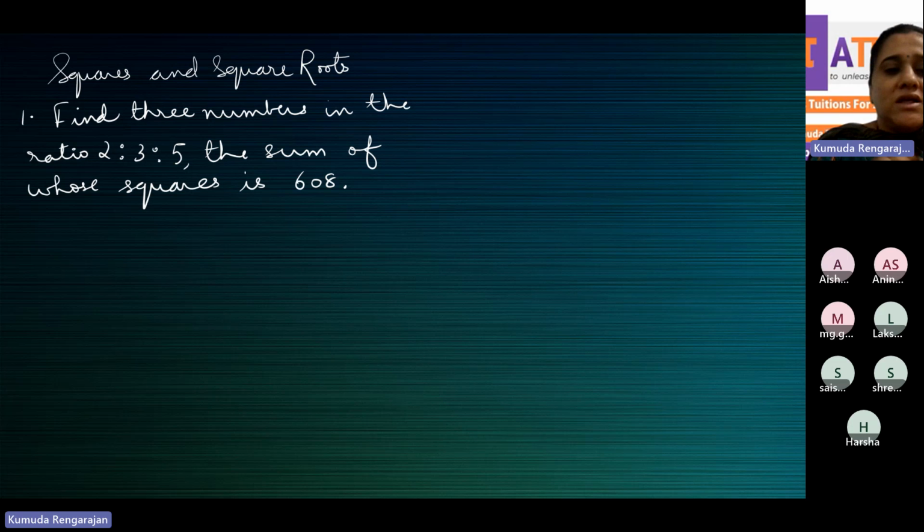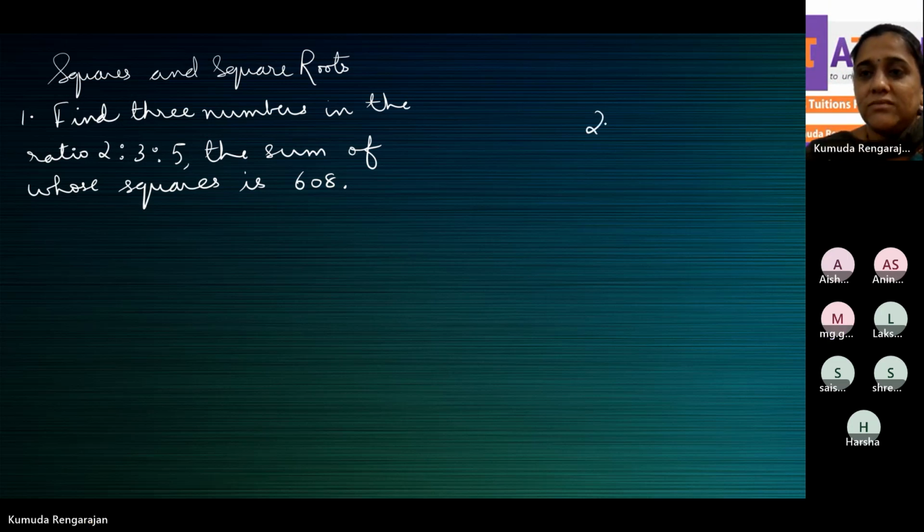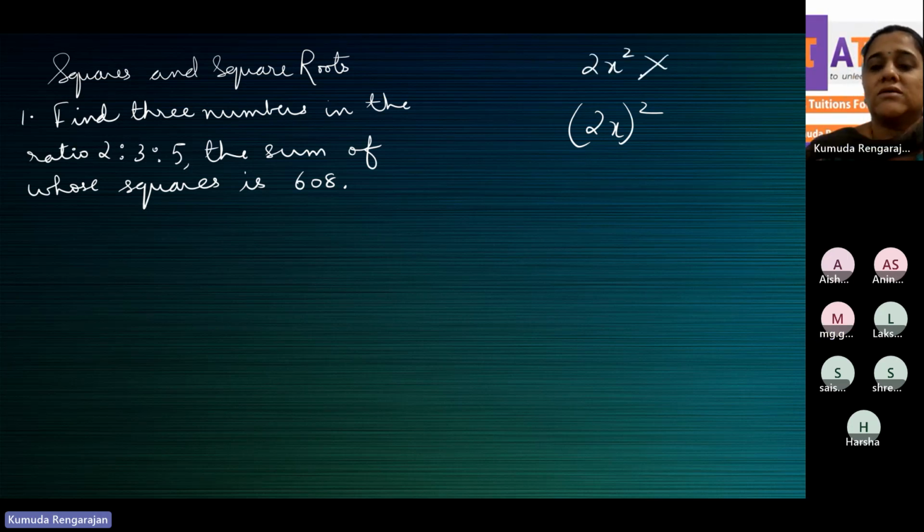Then what is given? The sum of whose squares. What should you add? You should add their squares. You're adding the numbers. No, what is the square of 2x? 4x square, ma'am. 2x the whole square is 4x square. If you've written 2x square, you're wrong.